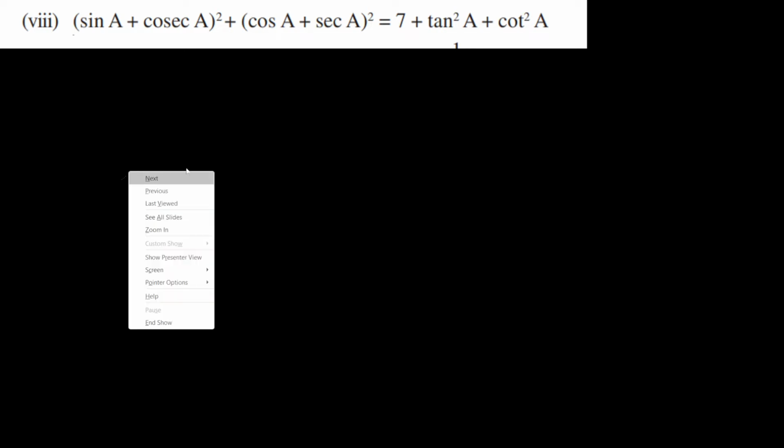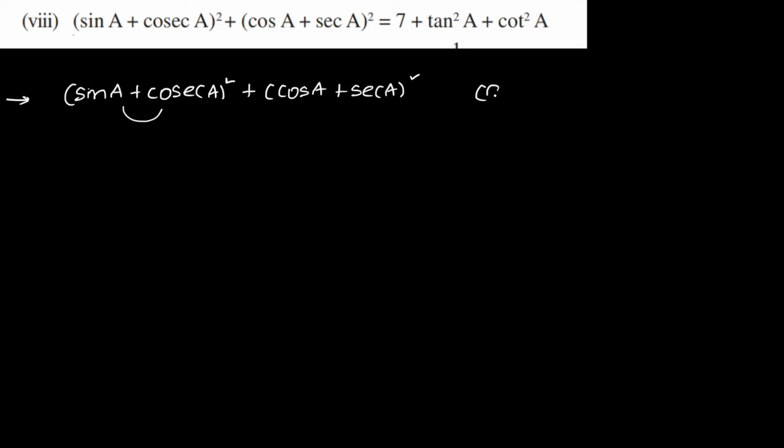Yeah, see here, it's one of the very important and very famous problems which can appear in the board exam quite frequently. Now see here, what he is asking is to prove that sin a plus cosecant a whole square plus cos a plus secant a whole square is equal to 7 plus tan square a plus cot square a. Okay, ఇది LHS తీసుకొని మనం RHS ప్రూవ్ చేయాలి. ఓకే, వీ హ్యావ్ టు ప్రూవ్ దట్ sin a plus cosecant a whole square plus cos a plus secant a whole square is equal to 7 plus tan square a plus cot square a.